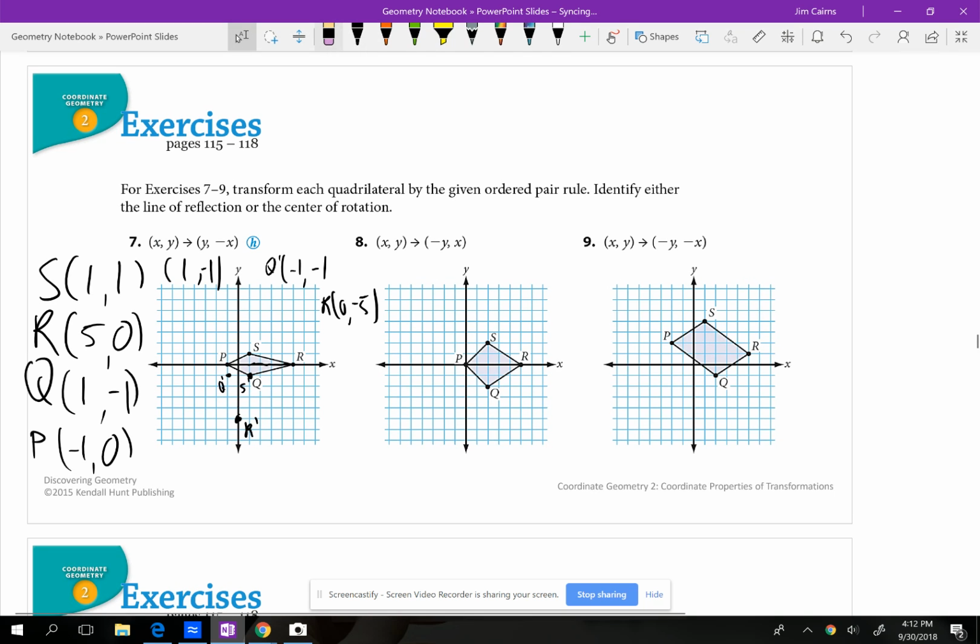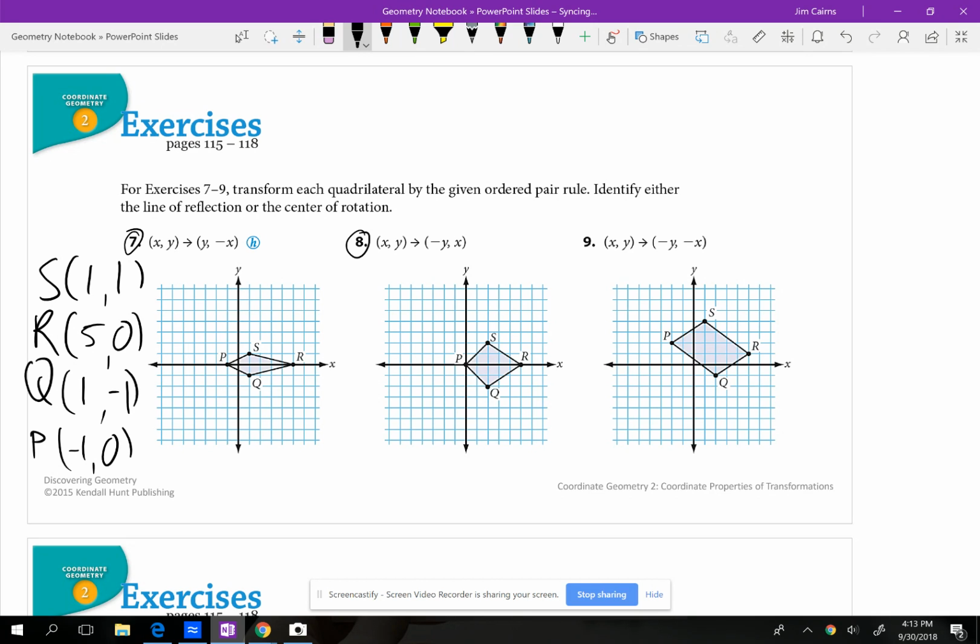All right. I'm going to go CG2, continuing on with the homework. And this is problem 7 and 8, which we'll do. So we have this quadrilateral PSRQ.